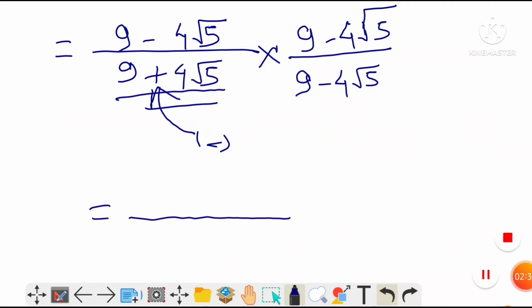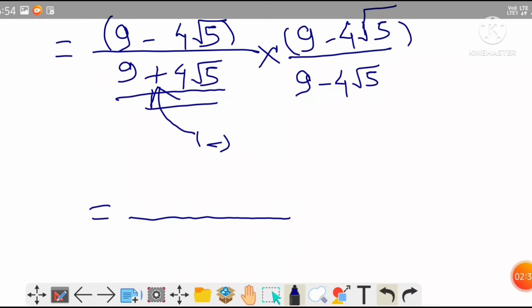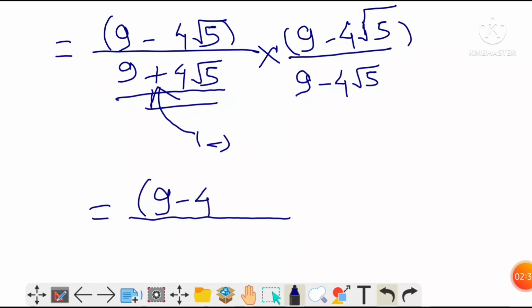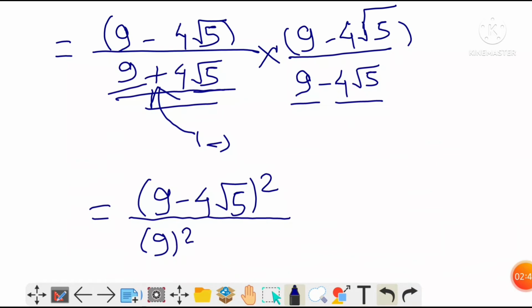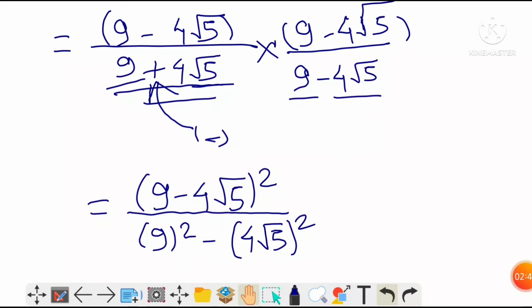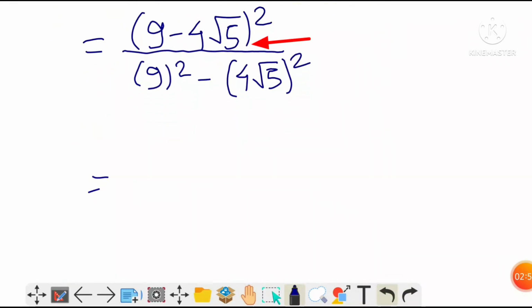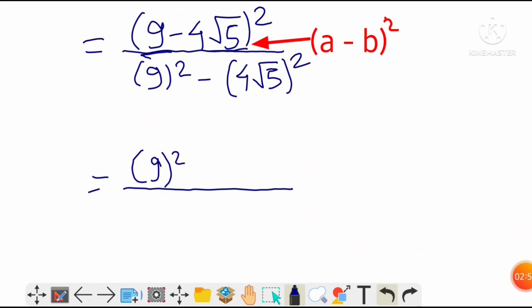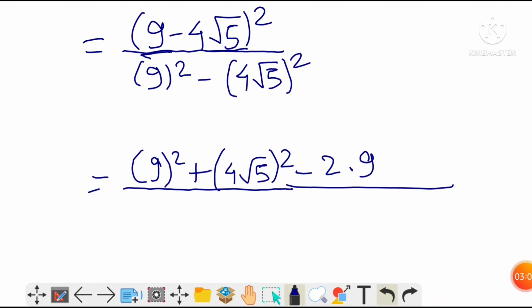In the numerator we'll have 9 minus 4 root 5 whole square. And in the denominator, as usual, we'll have a square minus b square formula, 9 square minus 4 root 5 whole square. And again in the numerator, we'll have a minus b whole square formula. That is a square, that is 9 square plus b square, 4 root 5 whole square, minus 2 into a, 9, into b, 4 root 5.